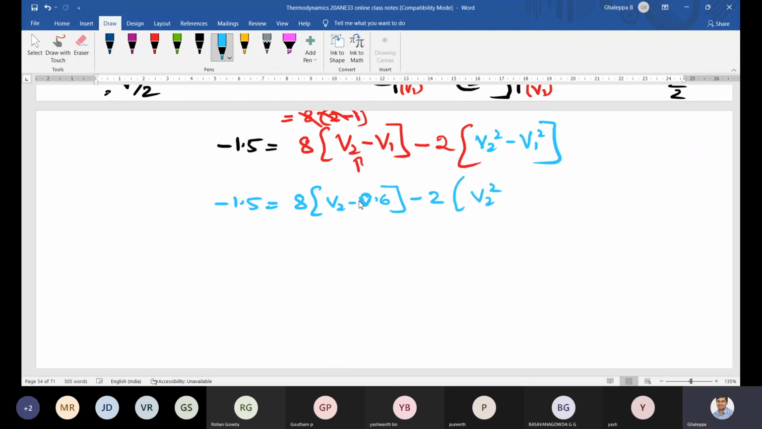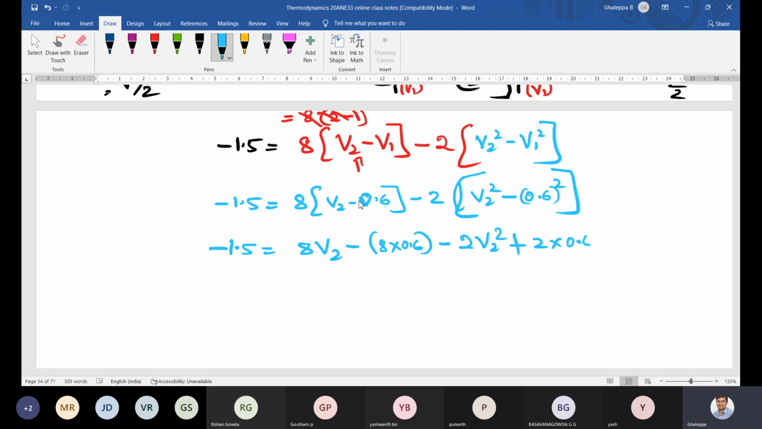V2 square we don't know. V1 is 0.6 whole square. So use the calculator and simplify this equation. 8V2 minus 8 into 0.6 minus 2V2 square, minus into minus plus, 2 into 0.6 whole square. So only unknown is V2. Calculate V2. We'll get some value.